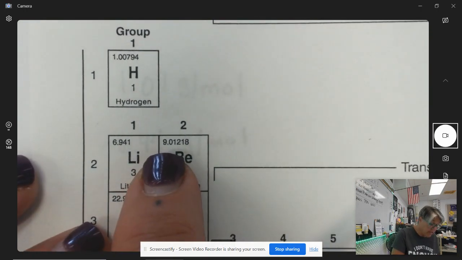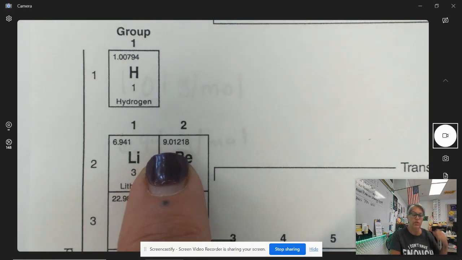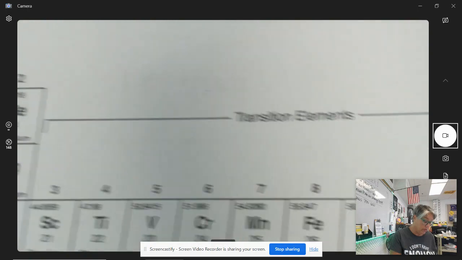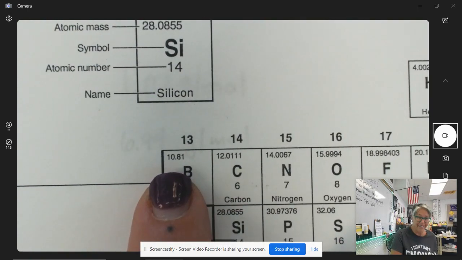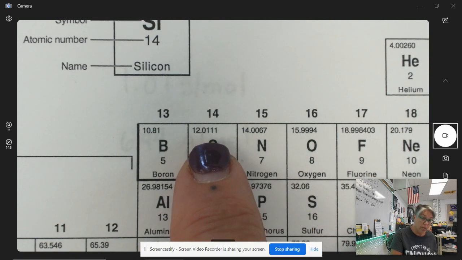Beryllium has a whole bunch of decimal places here. I'll never use all of those. Hopefully, this is going to get to the point where you can do this in your head. 9.01 grams per mole. We go to boron. That's easy. It only gives us 2 decimal places, so we're good to go. 10.81 grams per mole.